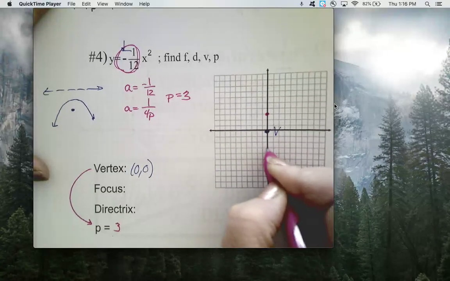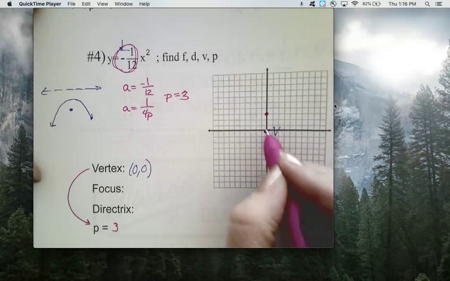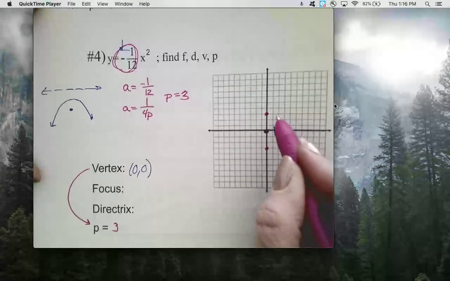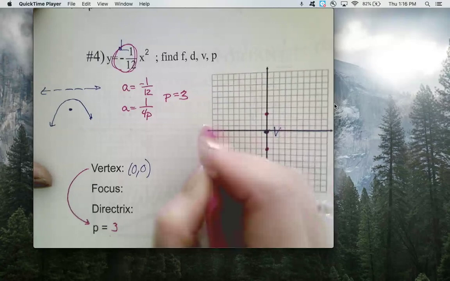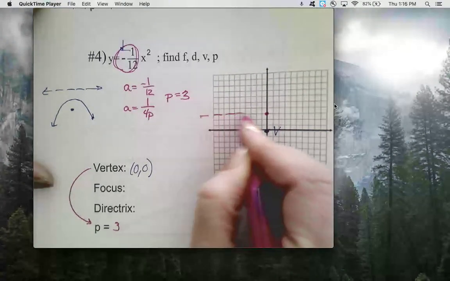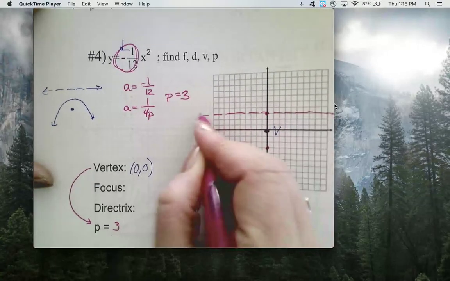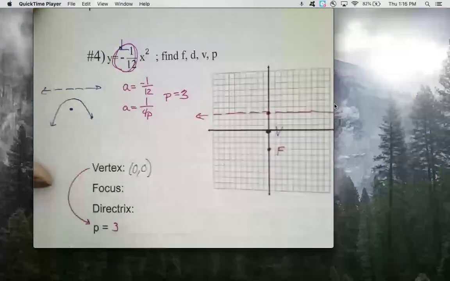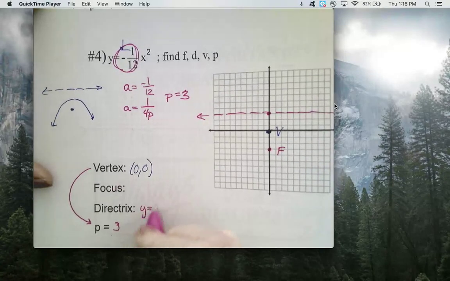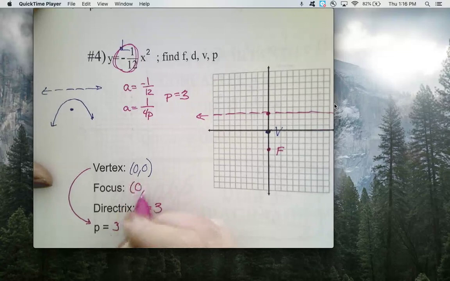1, 2, 3. Alexis, when I went vertex up 3, did I find my directrix or did I find my focal point? Directrix, because, beautiful, because it's concave down, which means down 3 would have been my focal point. So directrix, y equals 3. Focal point, 0, -3.